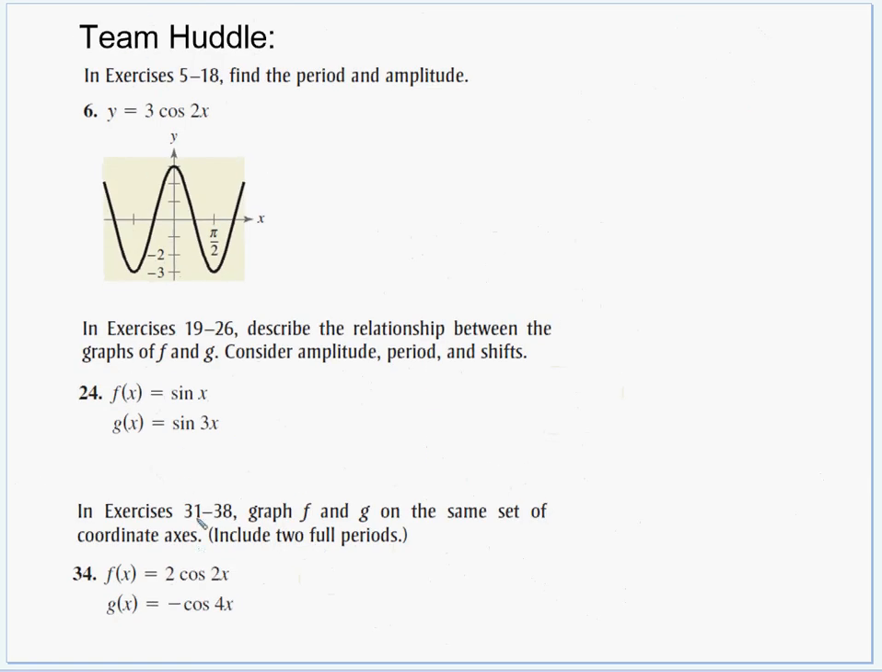Here are some practice problems for you to try. So pause the video and give these a try. See what you can figure out. Notice here it does say include 2 full periods. The first one here, you're not graphing it. The graph is provided. And then also 24, it does not tell you to graph it. It just says describe the relationship. Consider amplitude, period, and shift. So pause the video and try those. See if you get them right.